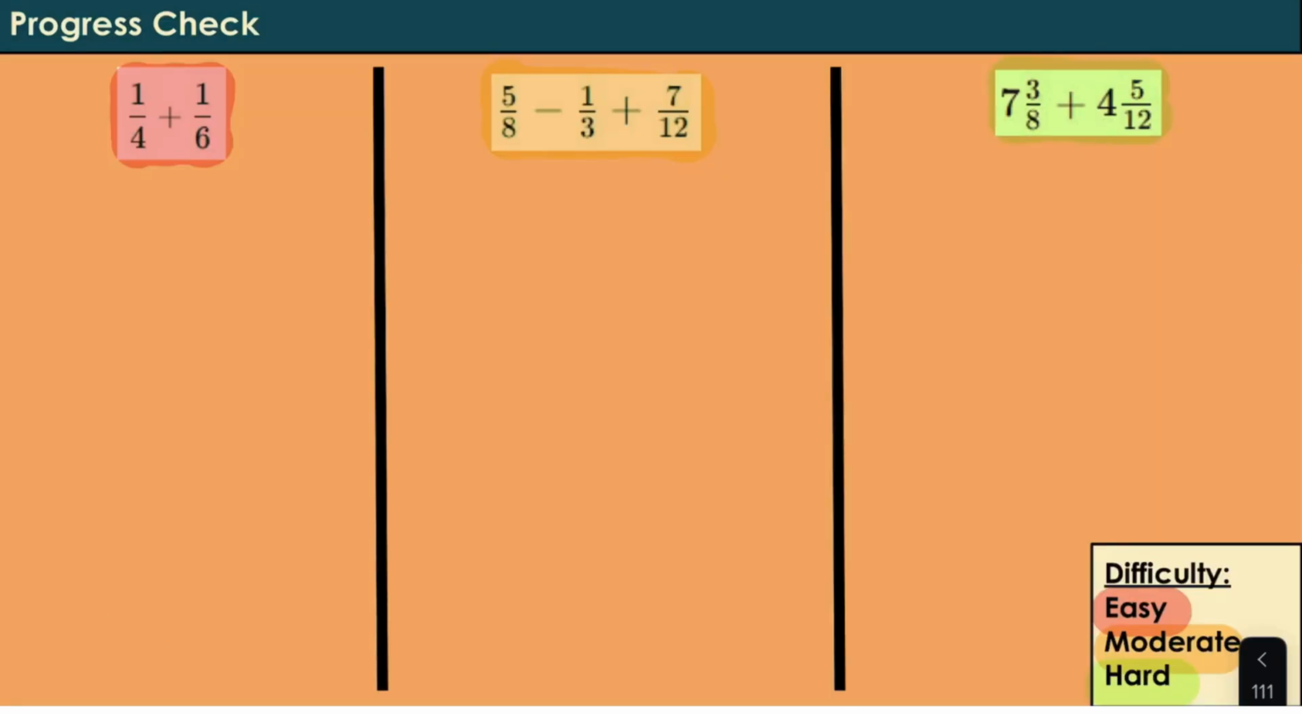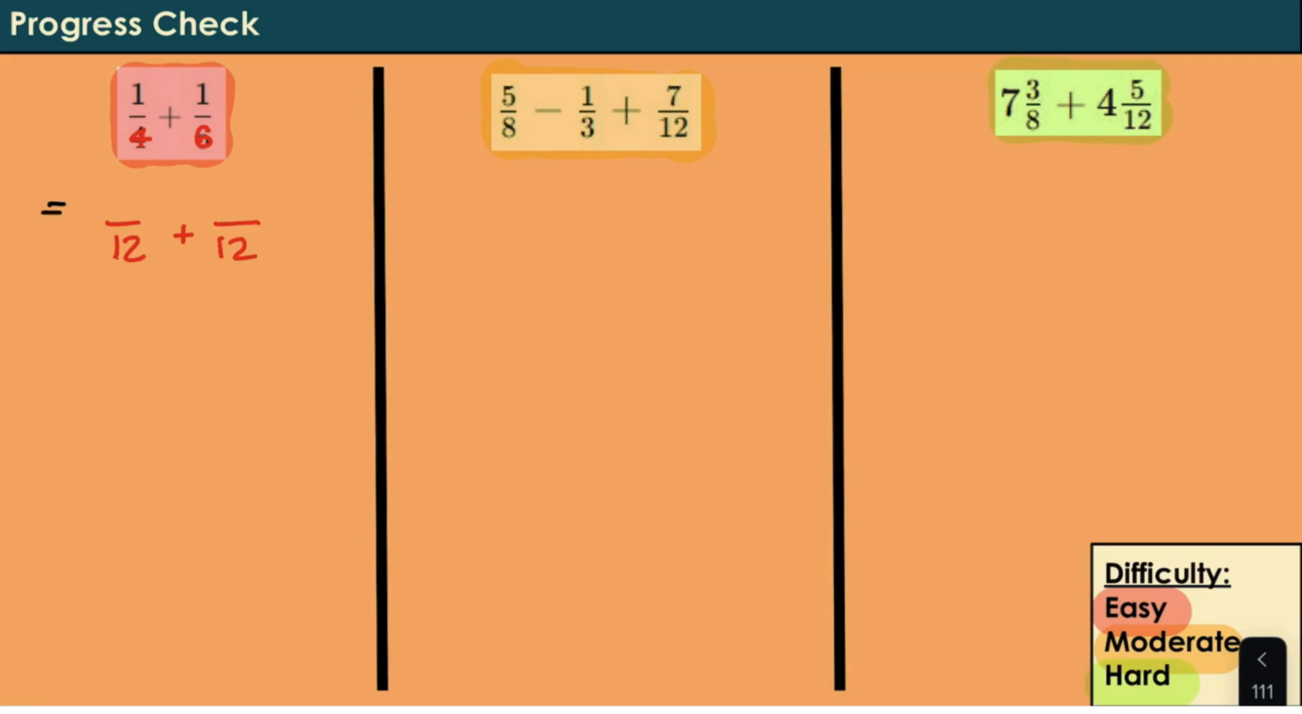Progress check. Have a go yourself, then check your answers with mine. First question, we have 4 and we have 6. What is the LCD, lowest common denominator? It is 12. I have 12 on the bottom for both.